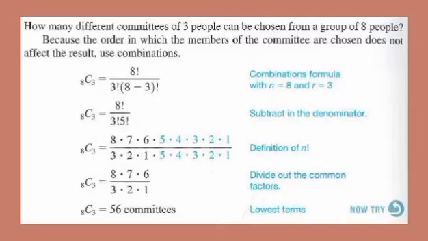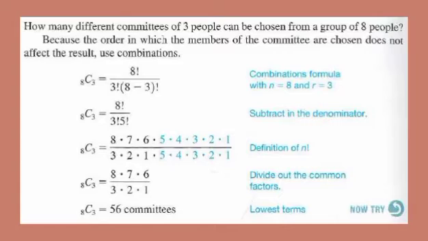So the next example that I will show you is the combination. It says, how many different committees of 3 people can be chosen from a group of 8 people? Because the order in which the members of the committee are chosen does not affect the result, we should use combinations. So the combination formula is with n equal to 8, which is the total group of people, and r, which is the selected people, or the people that can be chosen from the group.